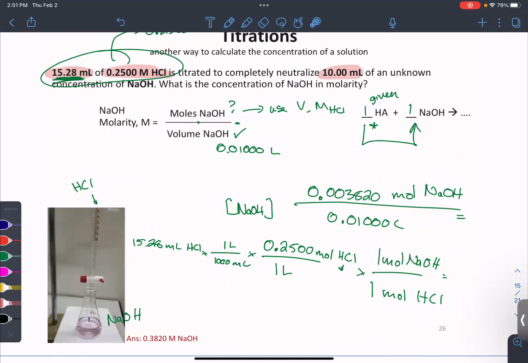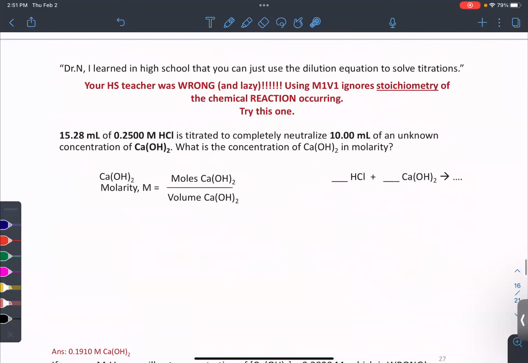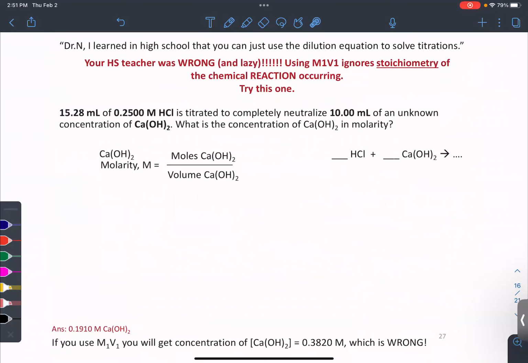So I bet half of you are sitting there thinking, I can just use M1V1 = M2V2. Is anyone sitting there thinking that? Did anyone in high school, did teachers teach you that for a titration, you can use M1V1 = M2V2? Are you lying to me? Okay. Or you're just reading the next slide. Okay. Do not use M1V1 = M2V2 to answer the previous question.